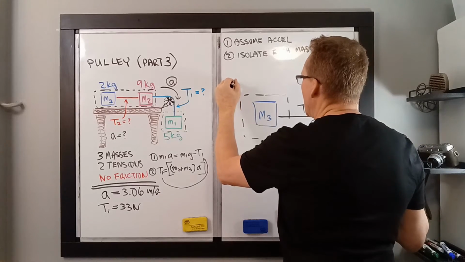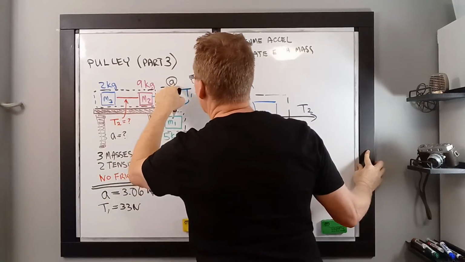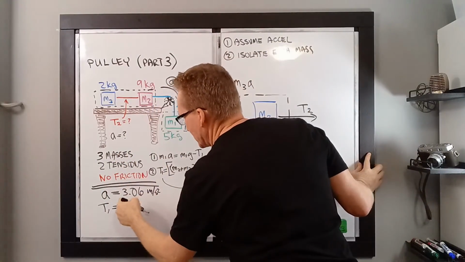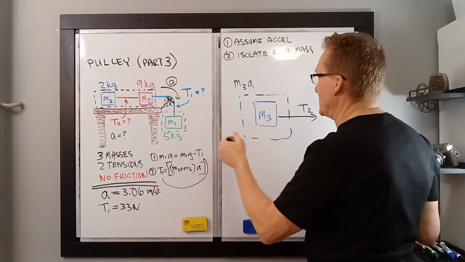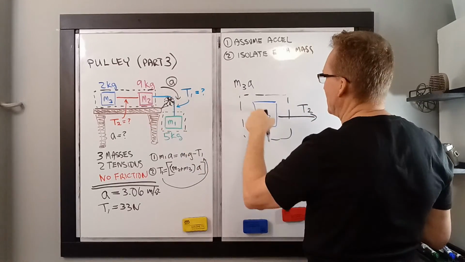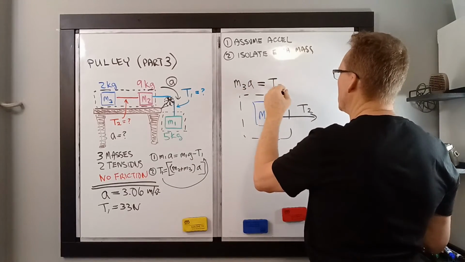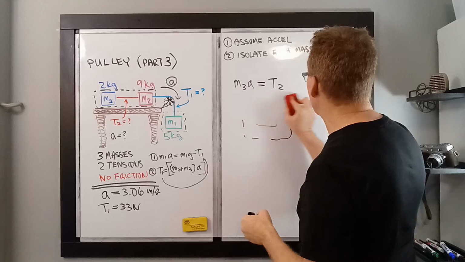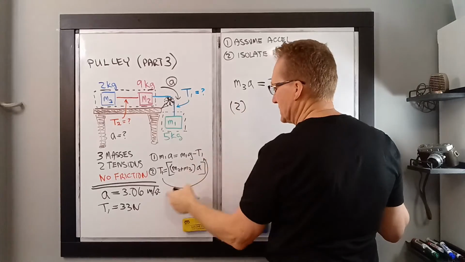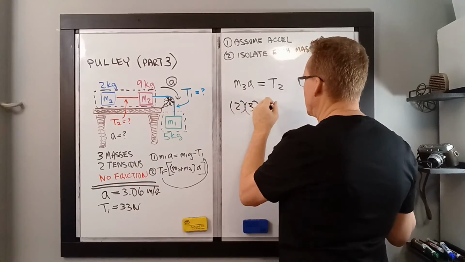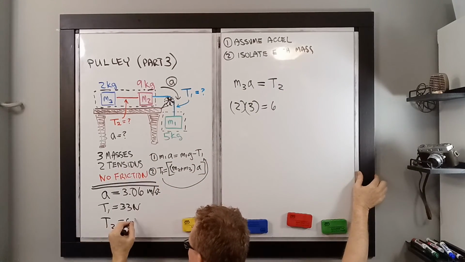What do we know about M3? We know that M3 times acceleration, it's accelerating this direction. We know that because we assumed it, and also because we got a positive answer here. If this answer had been negative, it would mean it's accelerating in the other direction, and you have to do some rechecking, which it wouldn't be in this case. But M3 times acceleration, which we already have found, is going to be equal to tension 2. We can plug those in. We want to find tension 2. M3 is 2, and this is 3, is equal to 6. So tension 2 is equal to 6 newtons.